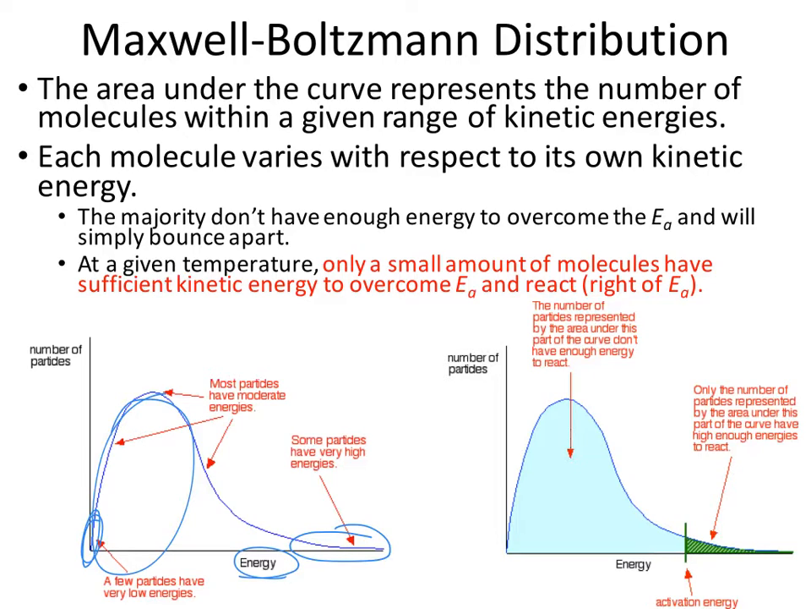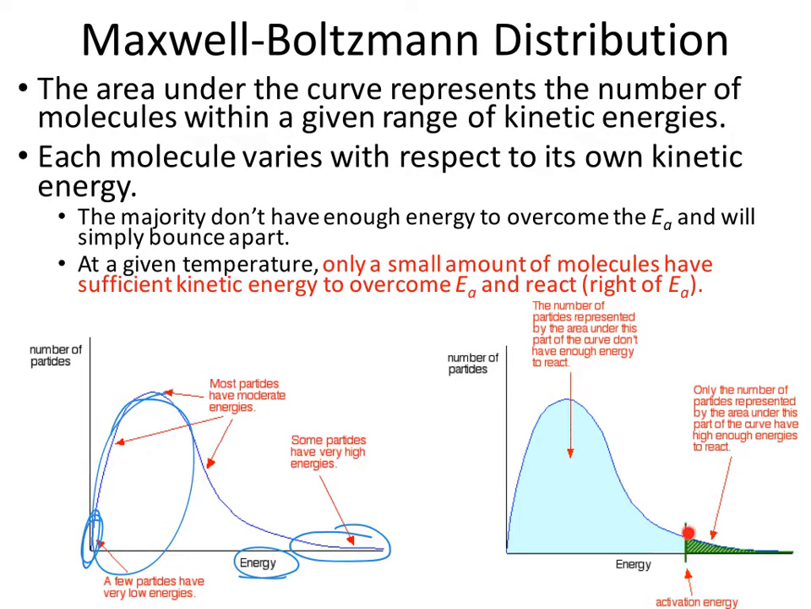Now, in order for a reaction to happen, it has to overcome the activation energy. The activation energy is set for each type of reaction. So different reactions will have different amounts of activation energy. And in this graphic, what we can see is this is the threshold for this reaction to happen.